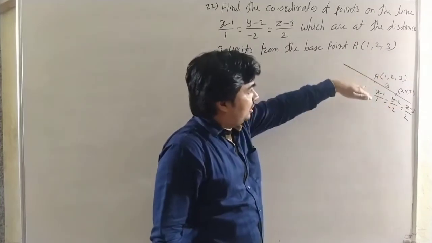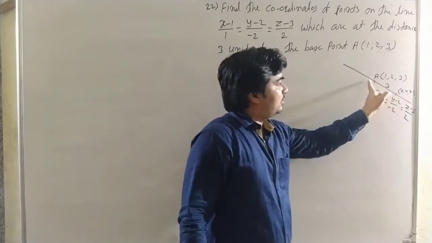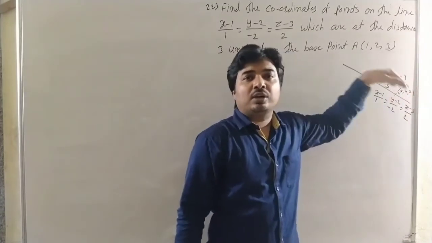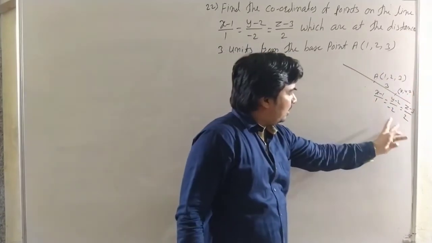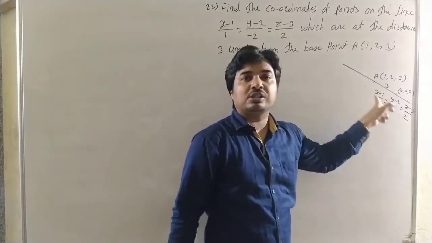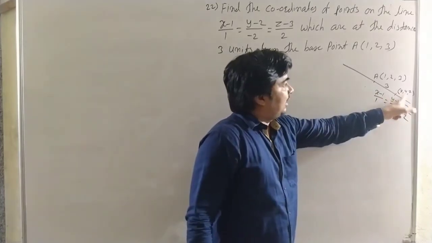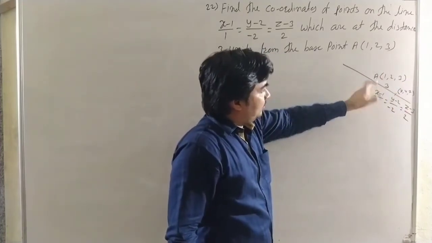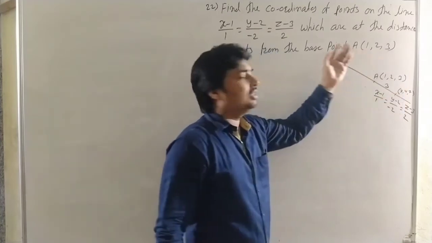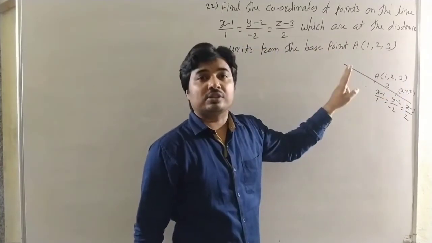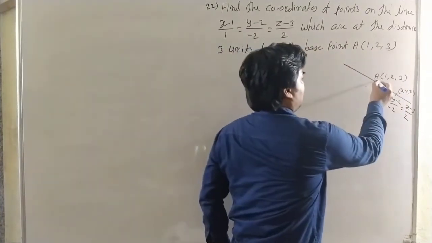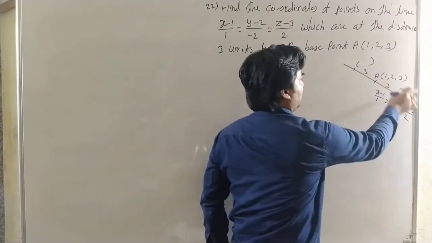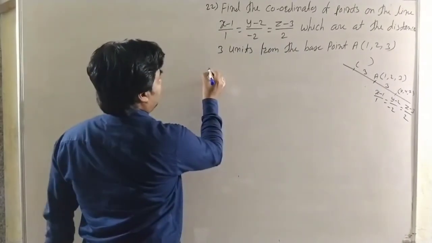So by using the distance formula, we find the distance between these points. This point is x, y, z, and this point lies on the line. Therefore, first find the coordinates of any point on this line, and then find the distance between them. From point A, on this side 3 units or on this side 3 units, so we get 2 points. Okay, now the given line.